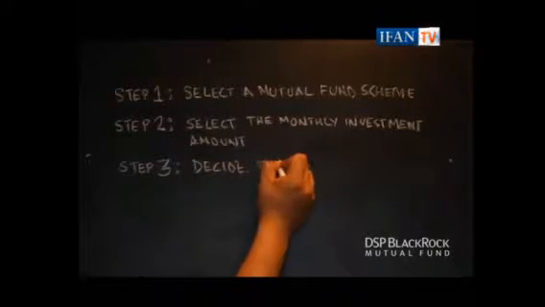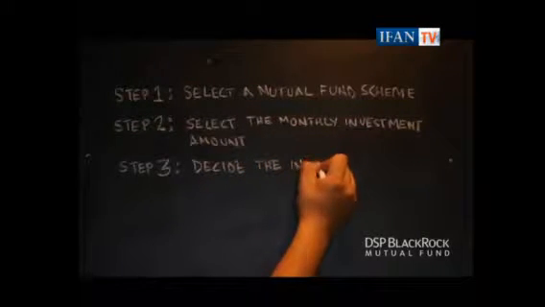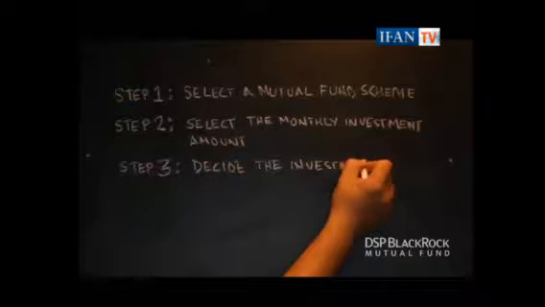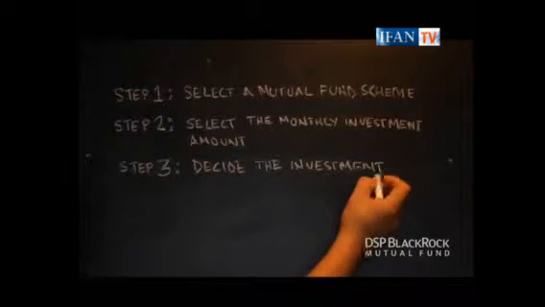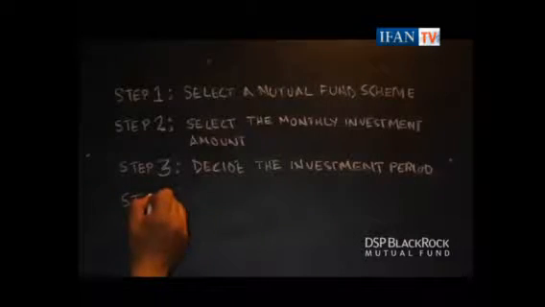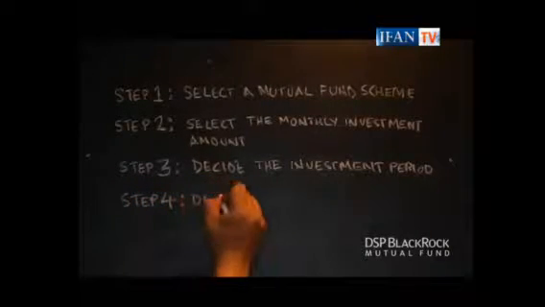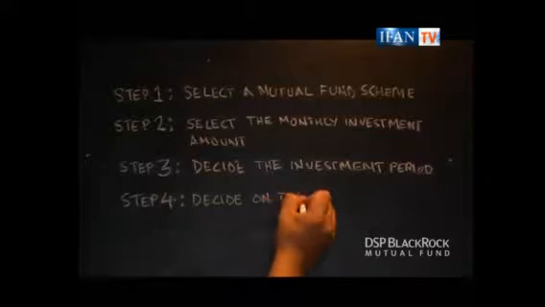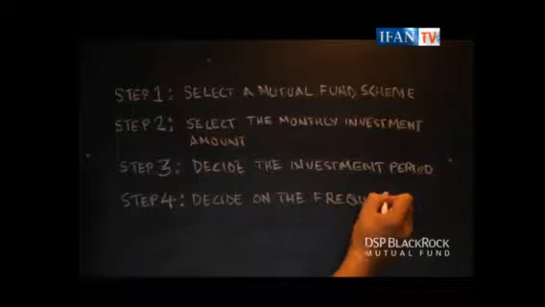We recommend that for an investor to benefit from the power of compounding, you need to select a longer time period. For example, if you are starting a SIP to build a retirement corpus, you should select a period which is equal to the number of years that are left before you retire. Step 4. Decide on the frequency. That is to say, do you wish to opt for a monthly or quarterly SIP option? We recommend a monthly option.